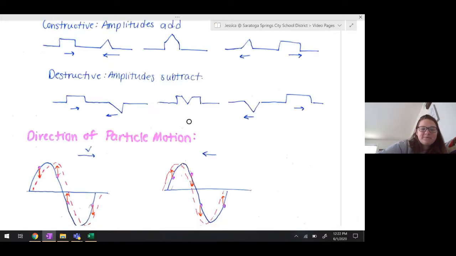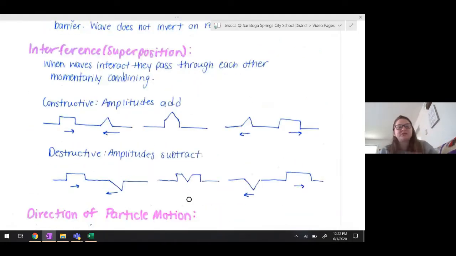Okay. So the other cool thing that waves can do is interference, or what is also called superposition. Super, on top of, position, location. So the coolest thing about waves, and therefore energy, and this is something that regular matter cannot do, is that when waves interact with each other, they're actually able to pass through each other. So instead of like two tennis balls where when you throw them at each other, they bounce off, waves, on the other hand, can kind of just pass through each other, right? It's really cool.